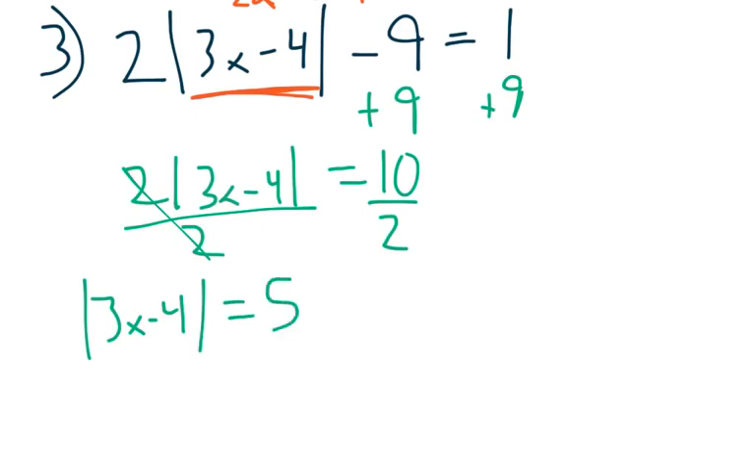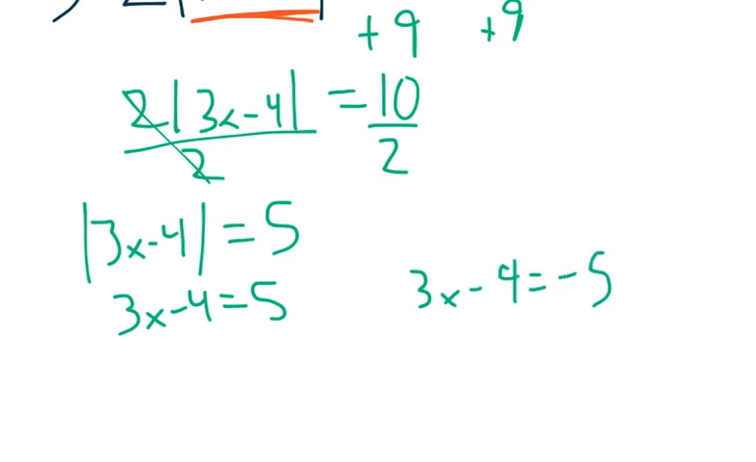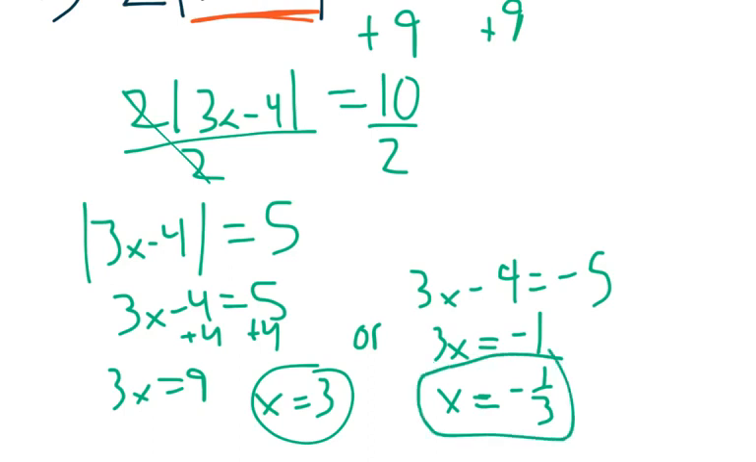Now we break into 2 separate equations. And so we'll get 3x minus 4 is equal to 5. And then 3x minus 4 is equal to negative 5. Add 4. 3x equals 9. X equals 3. Or, add 4. 3x equals negative 1. X equals negative 1/3. And now, I want you to notice something.